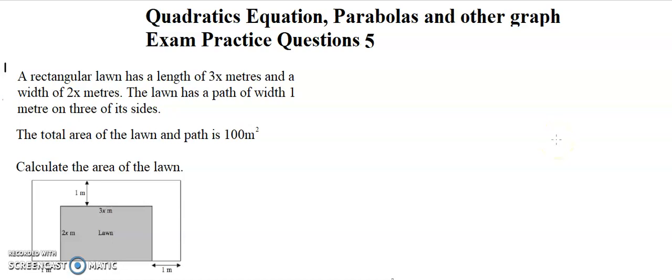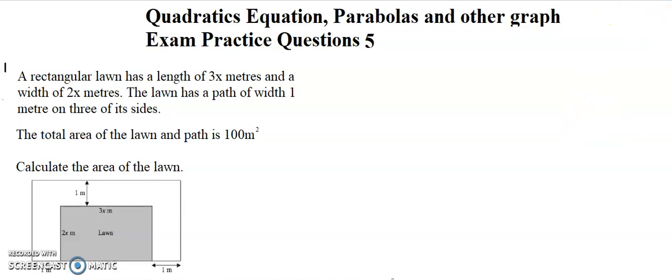Quadratic equations, parabolas, and other graph exam practice question 5. A rectangular lawn has a length of 3x meters and a width of 2x meters. The lawn has a path of width 1 meter on 3 of its sides. The total area of the lawn and path is 100 meters squared.